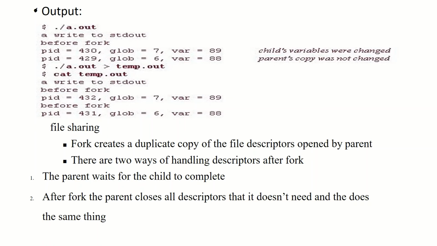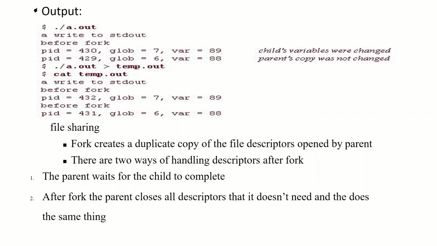And then there are two different ways of handling the file descriptors after the fork function executes. One is the parent waits for the child to complete. The second is the parent closes all the descriptors that it does not need. The file sharing should be done whenever a duplicate or clone of the parent is copied, when the child process is created, and the same file descriptor points to the next values.